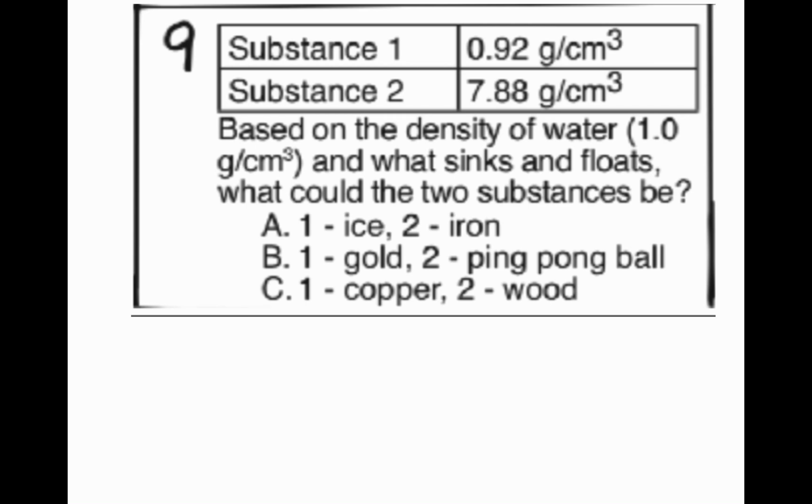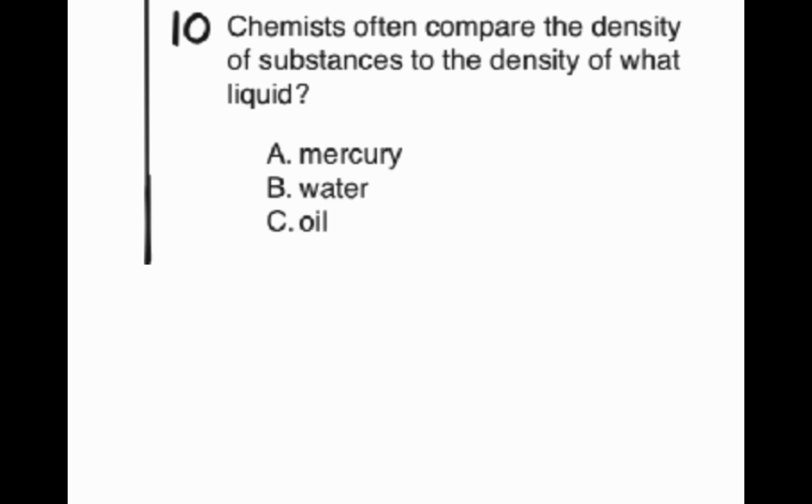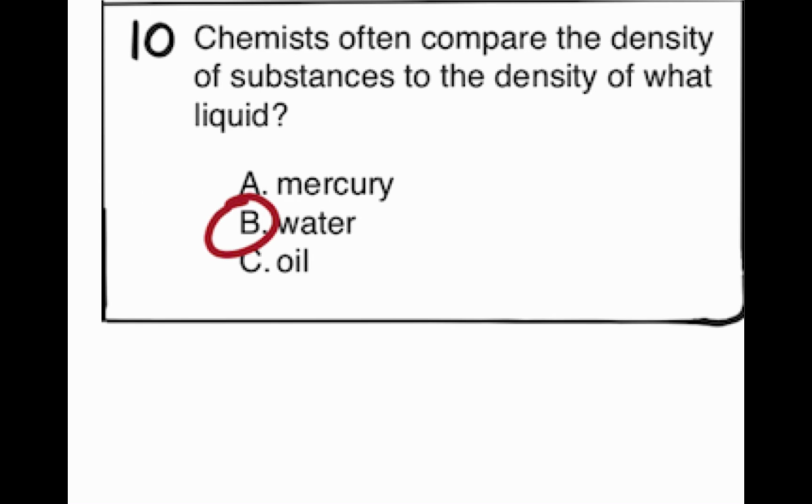Number 9, based on the density of water, 1.0, what sinks and what's going to float? So what two substances could this be? So substance number 1 has 0.92 grams per cubic centimeter, and substance number 2 is 7.88 grams per cubic centimeter. And so we should say that A, we have ice, and then the other one is going to be iron. Number 10, chemists often compare the density of substances to the density of what liquid? And your answer for that one will be water.